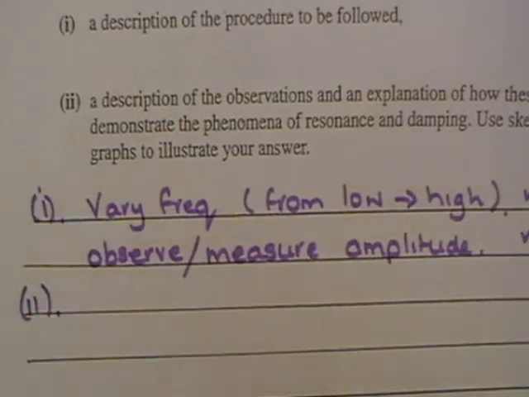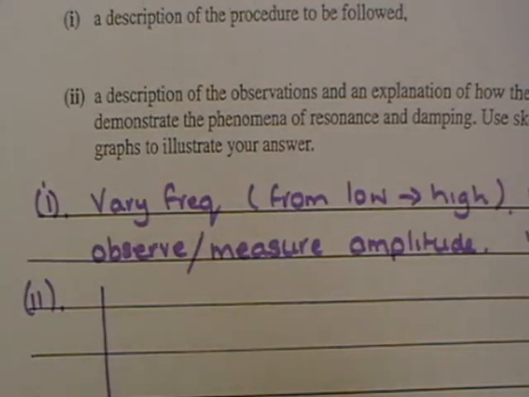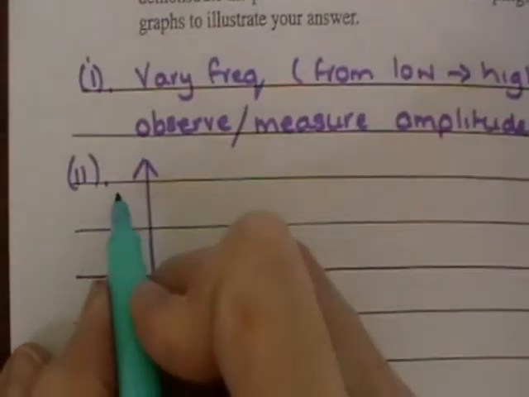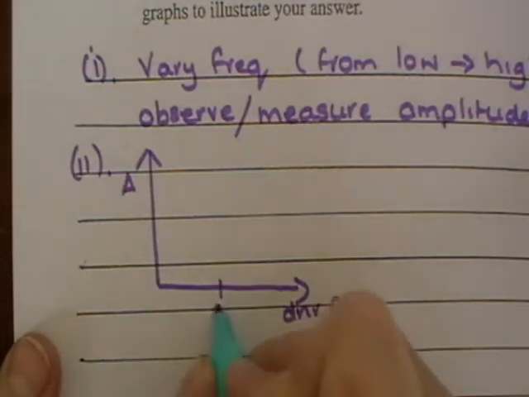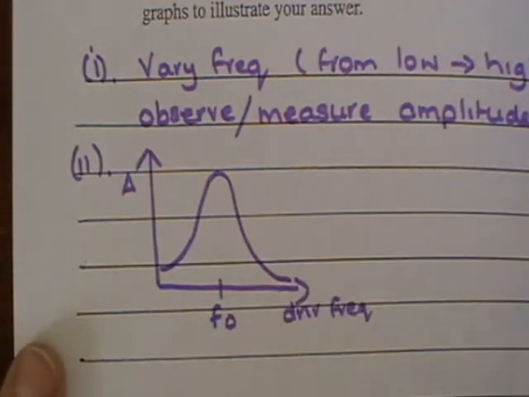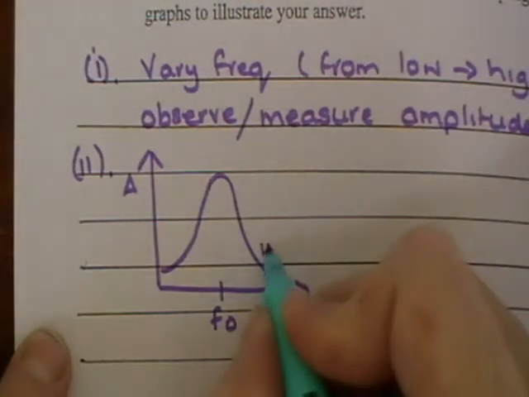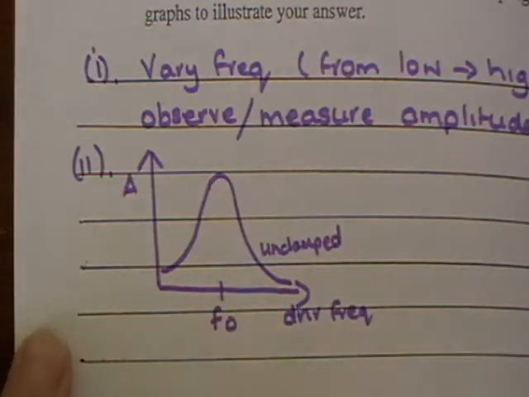Part 2 then, it says, describe the observations and an explanation of how these demonstrate the phenomenon of resonance and damping. Use sketch graphs to illustrate your answer. And so the observations, first thing you should draw probably is your little graph. And your graph shows amplitude and driving frequency. And you show the natural frequency, and then you show the peak, like the graph that I showed you. Now, whenever that's damped, that one there's undamped, that peak is much lower and wider.